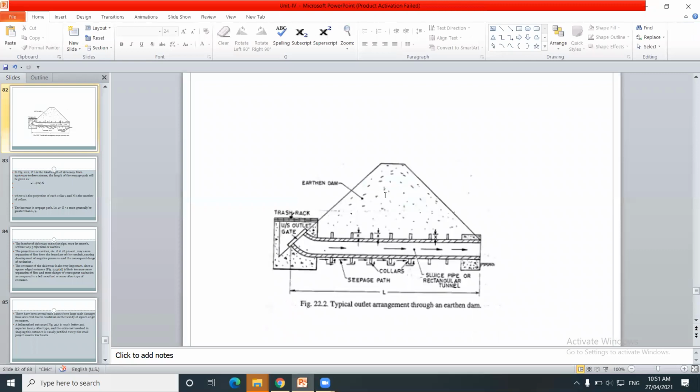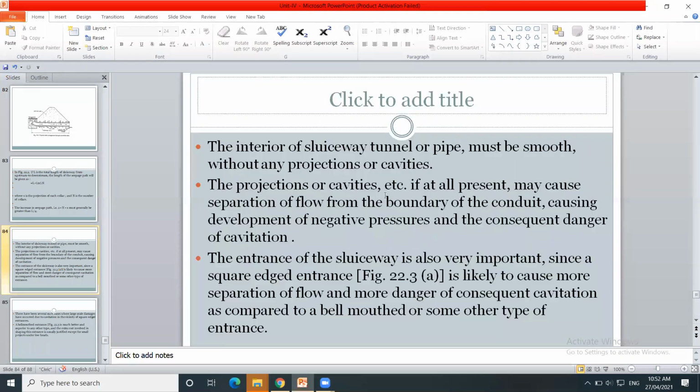The entrance of the sluiceway is also very important, since a square edge entrance is likely to cause more separation of flow. A square edge entrance may cause separation of flow, and there is more danger of consequent cavitation. Compared to a bell mouth or some other type of entrance, a square edge entrance may cause separation of the flow, or may cause cavitation.